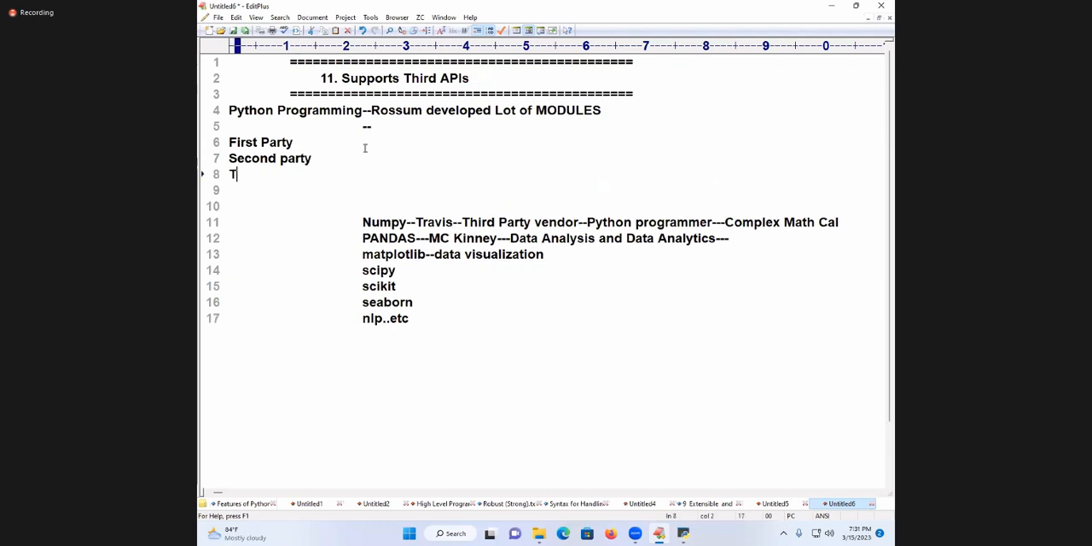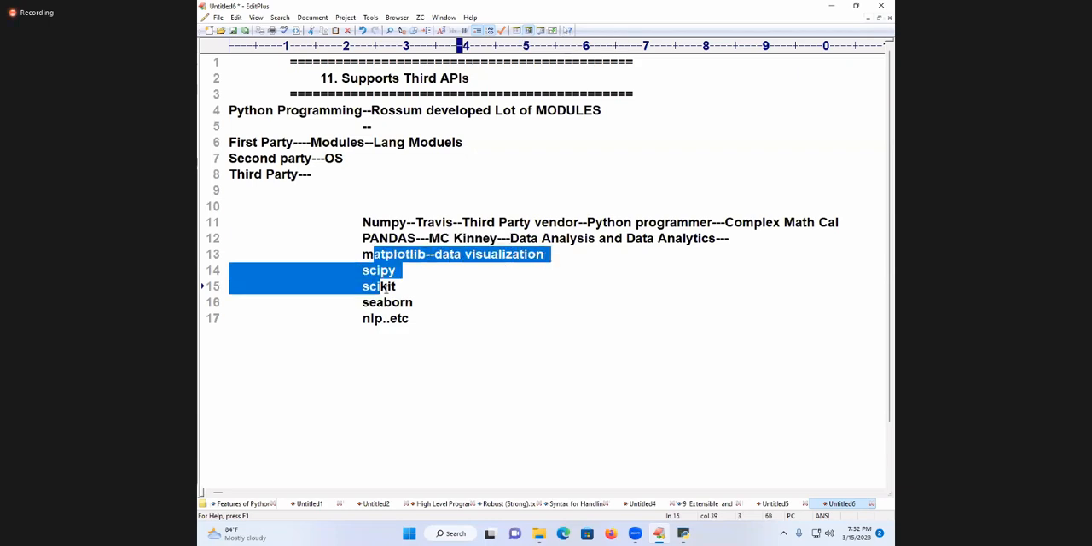You almost understand that. Here, first party libraries, first party modules, are always language modules. All Python modules are called first party modules. Second party modules are underlying OS libraries. And the third party modules are McKinney's modules and data visualization tools. All those things are third party. My Jupyter notebook IDEs and database software are all called third party. Did you understand?